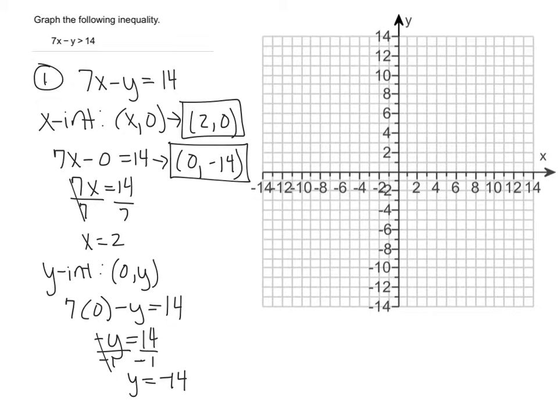Now I'm going to graph or plot these points. So first I'll plot 2, 0, which is here, and then 0, negative 14, which is here. Now I want to draw the line. Before we do that, look at the inequality sign. Since this is a greater than sign, it doesn't have that equal to line underneath it, so that means that I'm going to have a dashed line. So I'll just connect these dots using a dashed line.